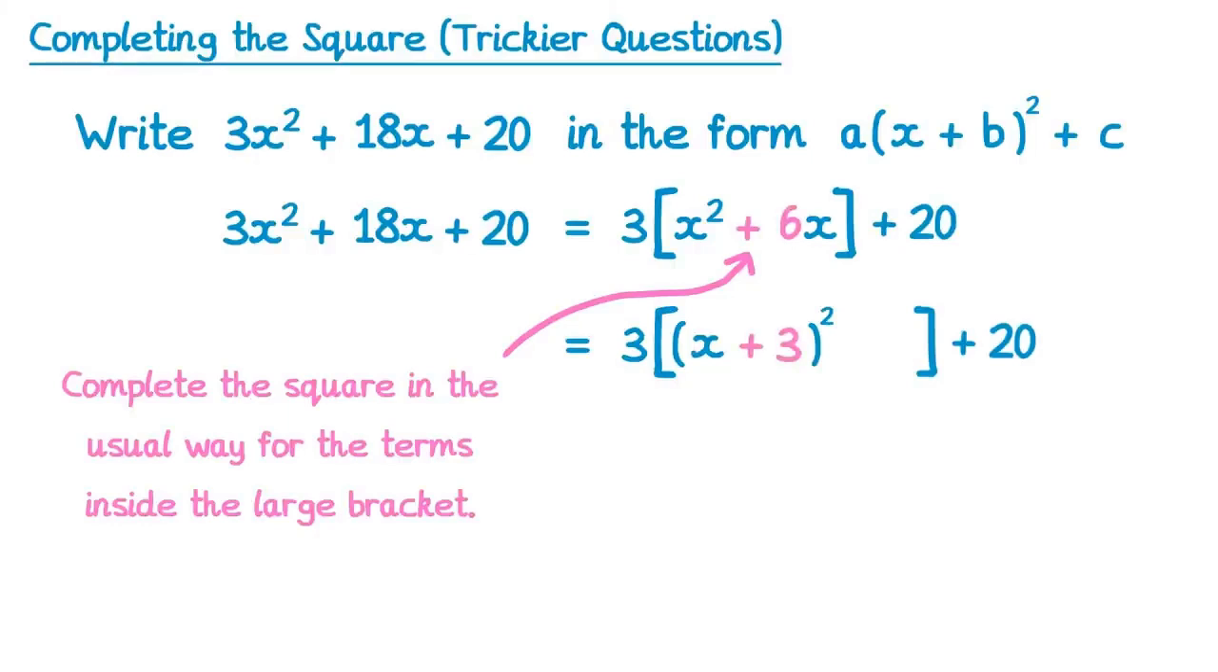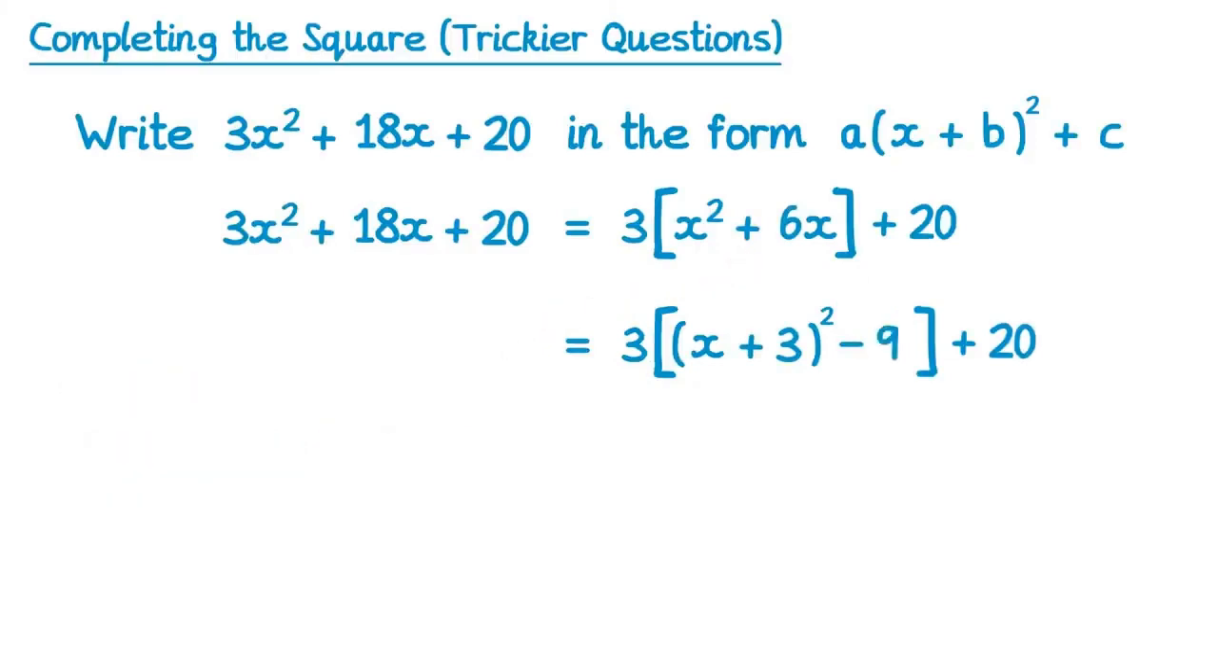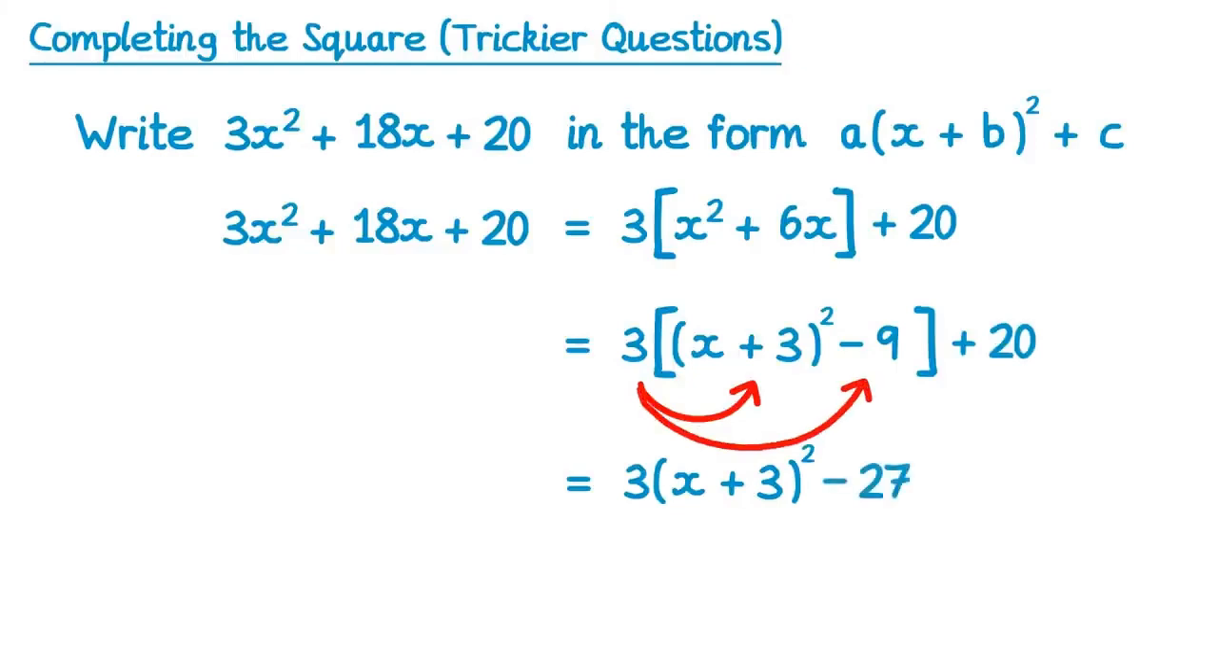Then to work out the last term, we square what was inside the bracket and subtract it. So subtract 3 squared is subtract 9. So we've now completed the square on the part that was inside the bracket. For the next step, we're going to expand the larger one of the brackets. So 3 times all of this, which gives 3 bracket x plus 3 all squared, and then 3 times negative 9, which is negative 27.